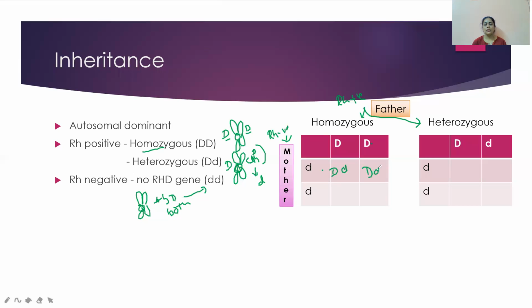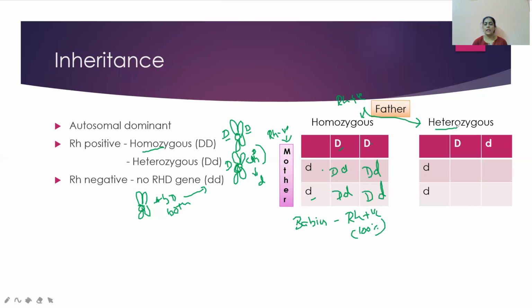Okay. So if you combine this and this, what is the blood group of the fetus, or the Rh typing of the fetus or the baby? All the babies will be Rh positive. Okay, 100%. So all the babies are Rh positive.